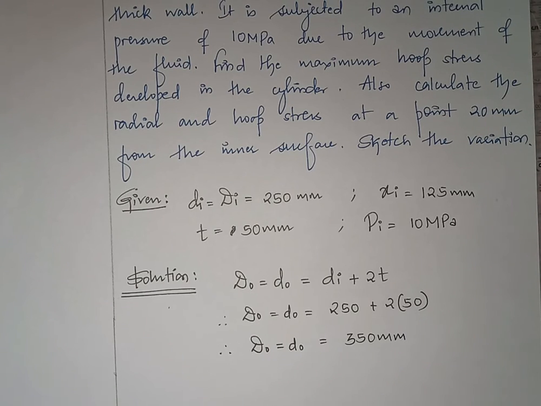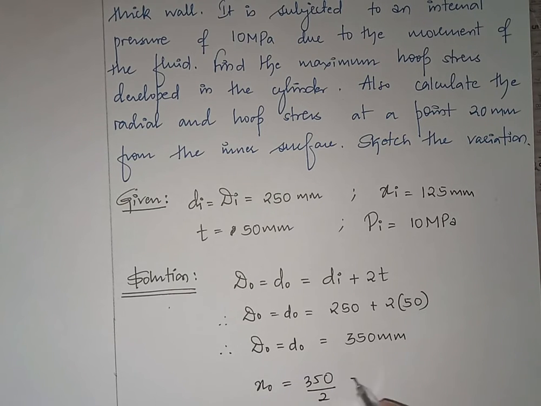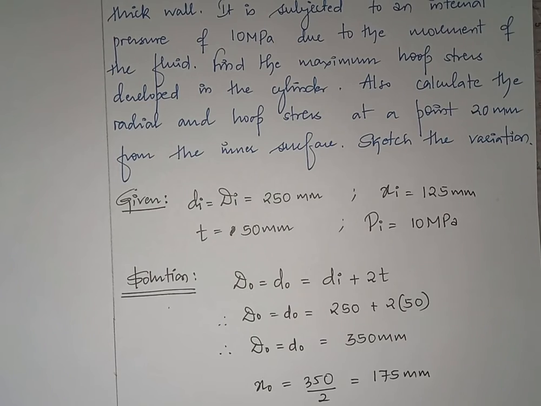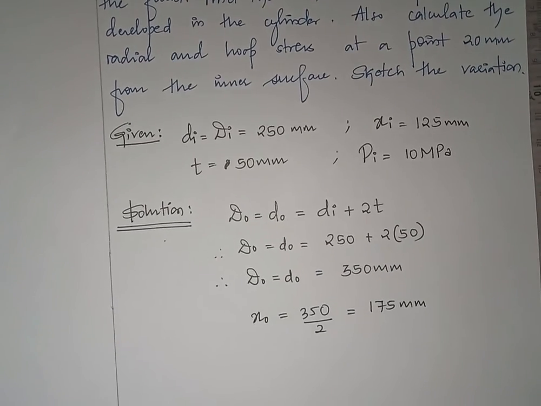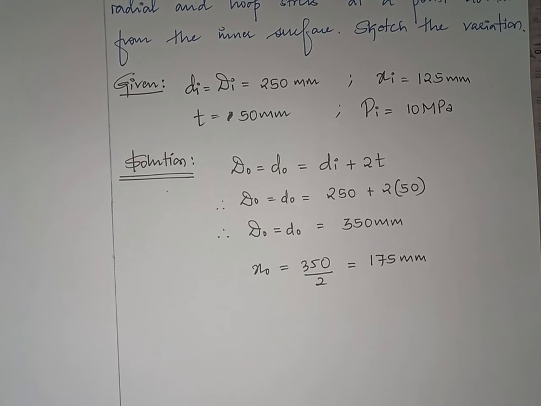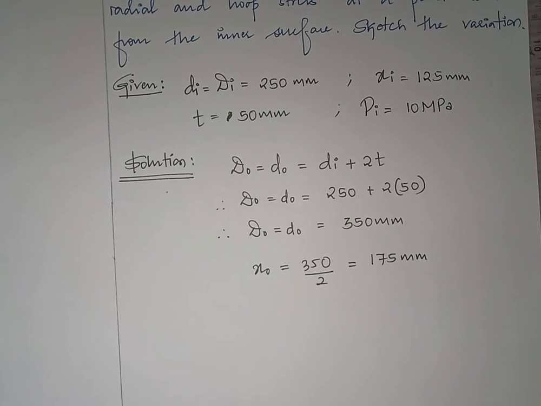So this is the first step. When the external diameter is 350 mm, what will be the outer radius? It will be half of this, 350 divided by 2, so it will be 175 mm. These two are the prerequisites required. Without calculating these two, you cannot proceed further. Now when these two are known, I'll start with the core part of our solution.